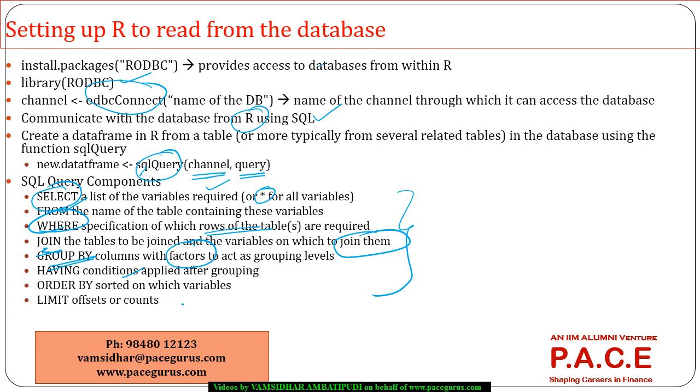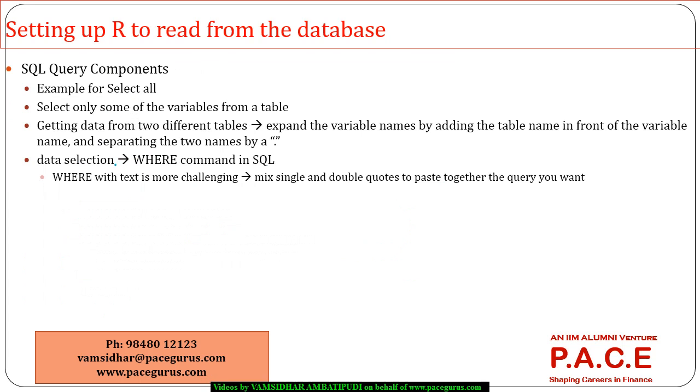Order by, sorted on which variable. Limit, offsets are typically counts. So all these things you can include as a part of your SQL query. And once that SQL query is given, you can very well create a query statement, which is a kind of string variable or a character variable, which you would be passing as an input to the SQL query function. So you have to give the name of the channel or your ODBC connection, data source, DSN name, and that would be one input. The other input is the query that you have created.